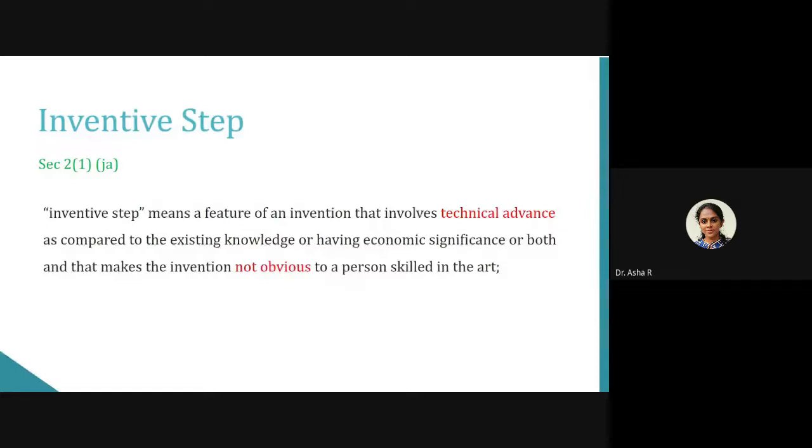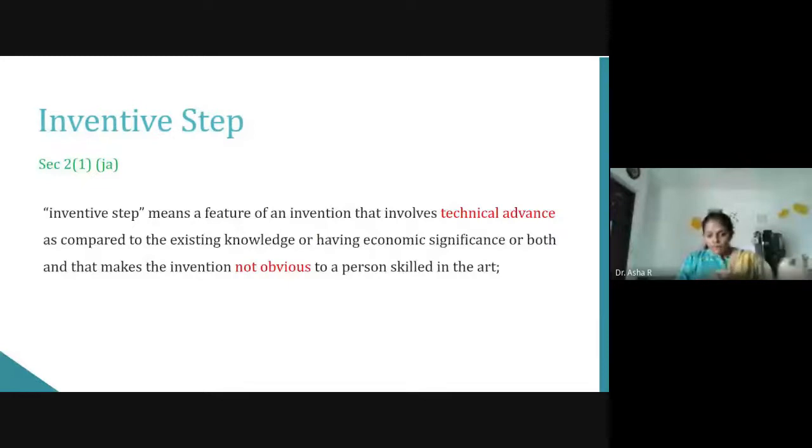So if I want to patent something related to my area, I have to prove that my invention has some technical advancement over what Vineet is doing. Otherwise, I'll prove that my invention has some economic significance. That means, let's say, I should prove that my invention is comparatively cost effective compared to Vineet's invention. In that way, we have to establish, we have to give proof. Then we can establish the inventive step.